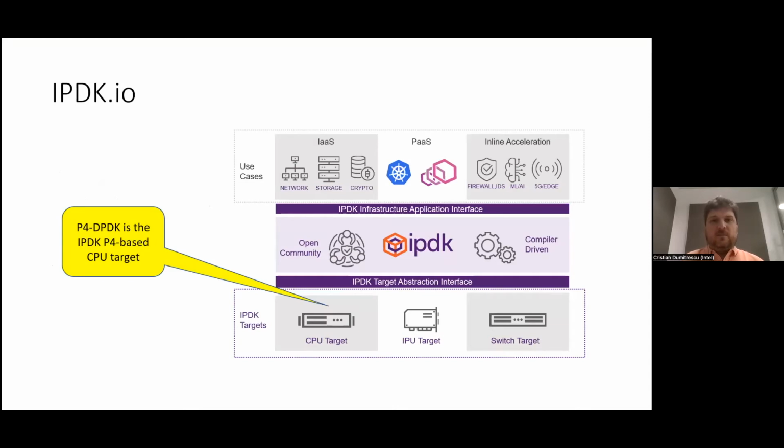So let me start by showing you this picture about IPDK, which stands for Infrastructure Programmer Development Kit. It is an open source framework that is target agnostic, is community driven, is hosted on ipdk.io, and is basically an infrastructure framework that runs on many targets like IPUs, DPUs, switches, CPUs. And P4 DPDK is right in the center of that. It's right here, the IPDK P4 based CPU target, alongside another software target, which is P4 eBPF.